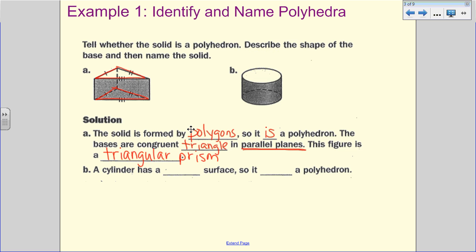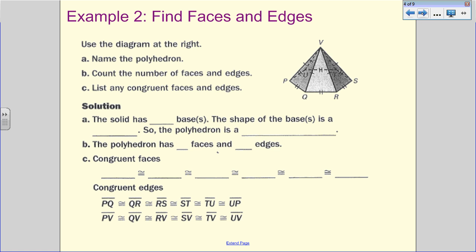The cylinder has a curved surface, as I mentioned. So because it is curved, it is not a polyhedron. Now that doesn't mean we're not going to work with cylinders, because we're working with solids, three-dimensional figures, not just polyhedrons in this chapter. So we will learn some of the characteristics and how to do some calculations with cylinders.